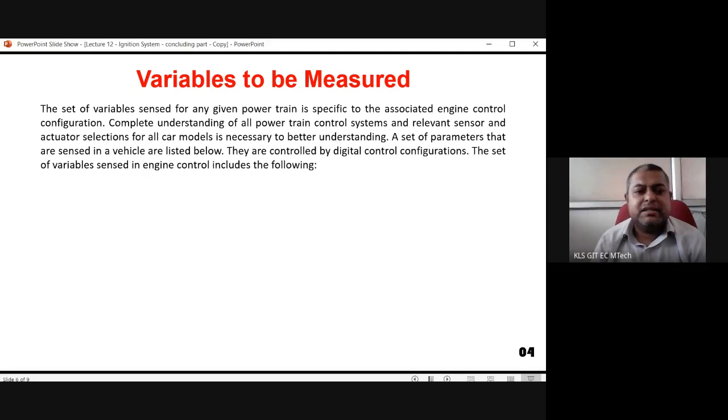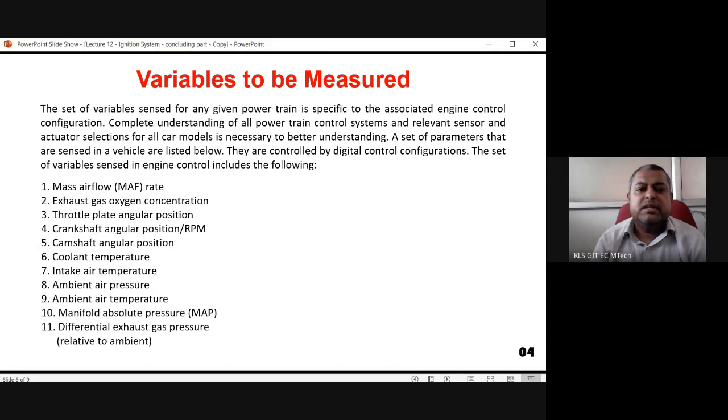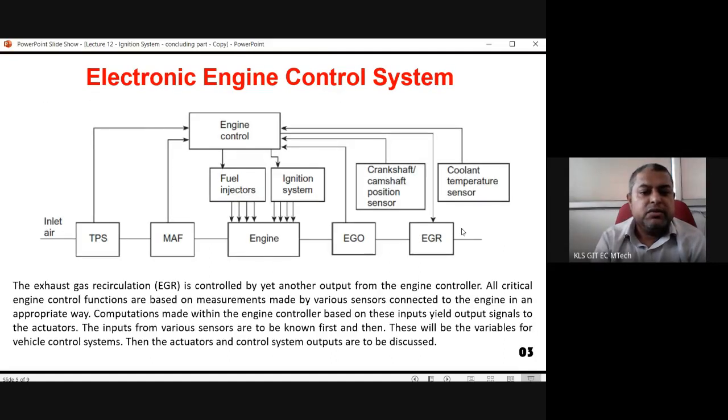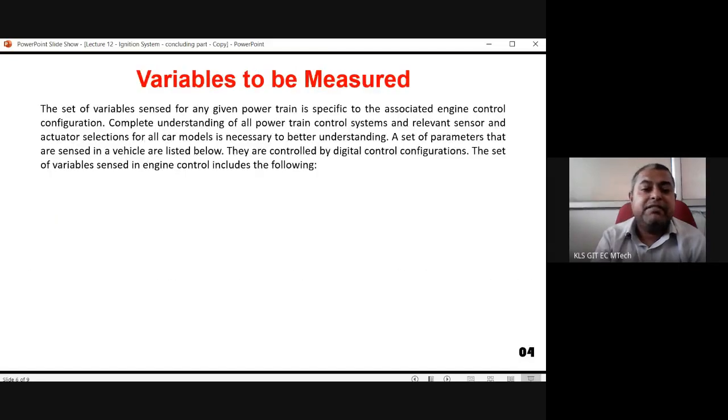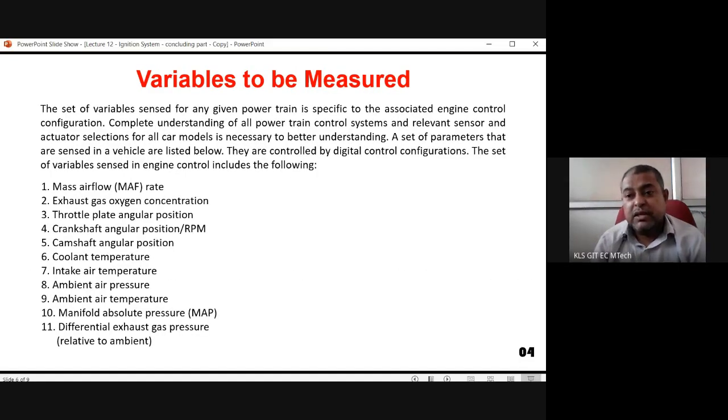The set of variables sensed in engine control includes these things. So let us just go through. First one is mass airflow rate, MAF. If you see, there were 2 very important parameter blocks there. One was TPS, another was MAF. TPS, as was shown, is the throttle position sensor, which finds out how much air is being inlet to the system, and MAF is mass airflow. So one is the rate of airflow, and one is the mass of the airflow. Both are being sensed.